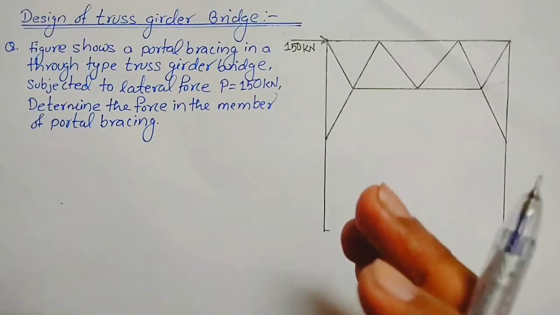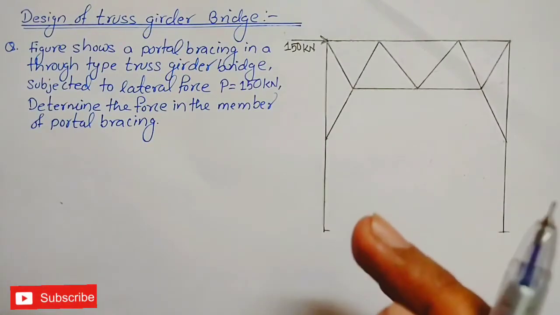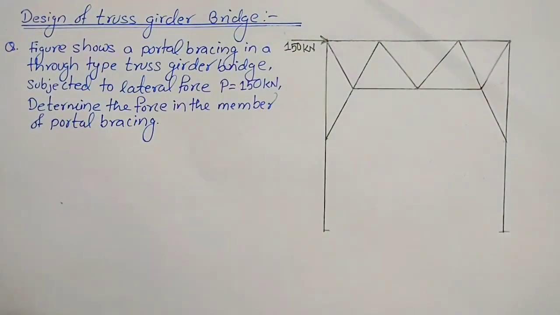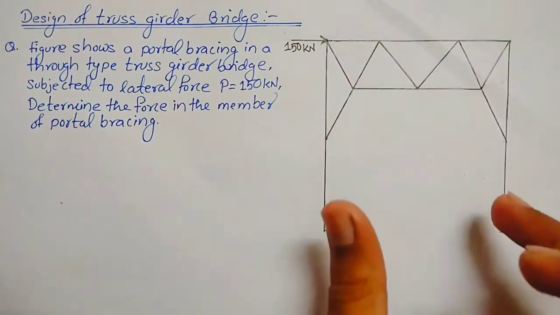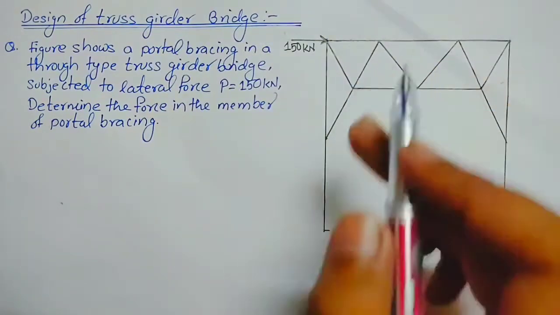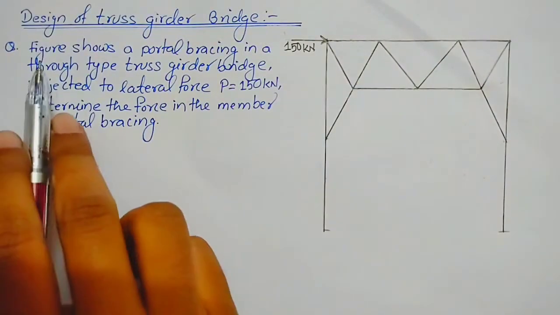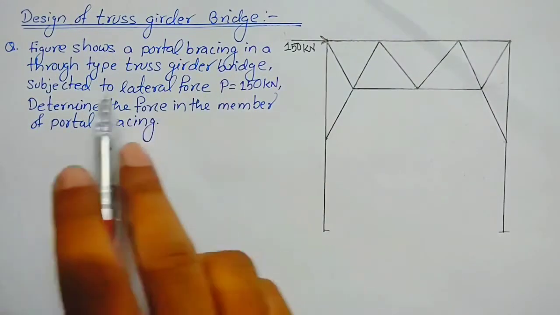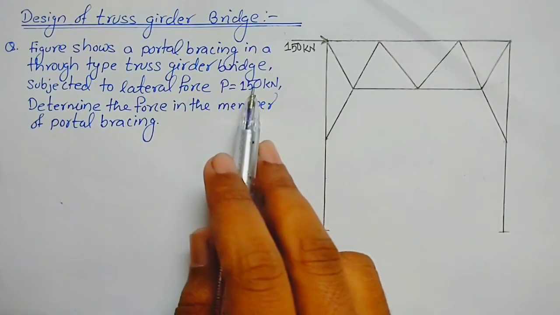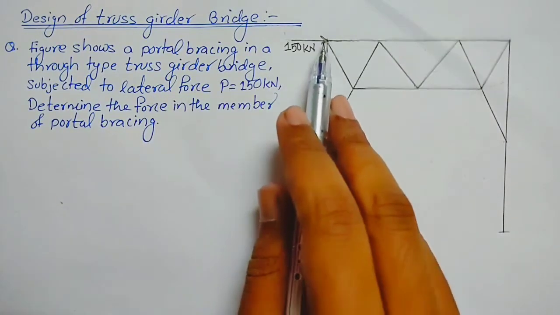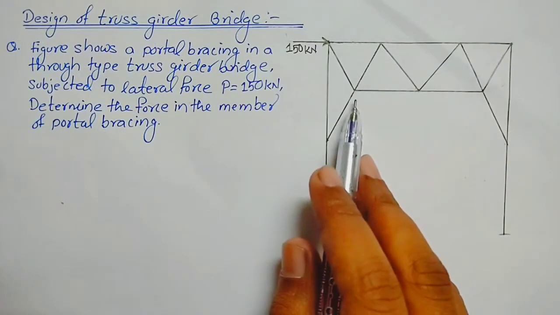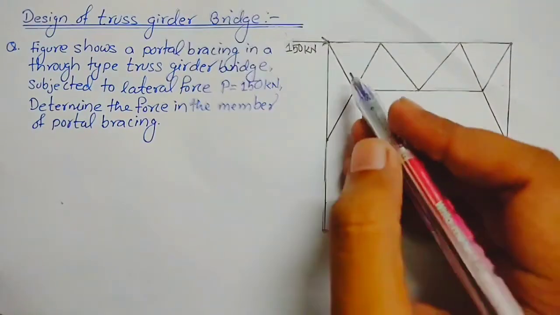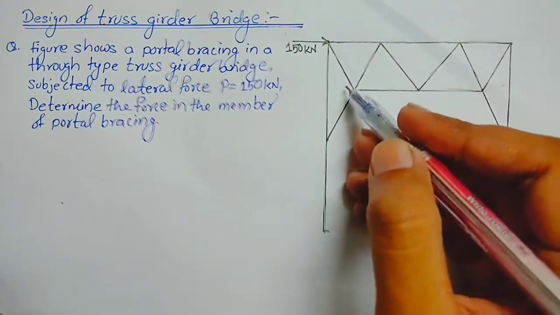And today in this video, I will be discussing the portal bracing, which comes under the design of truss girder bridge. Here I have selected a question in which we are provided with the figure of the portal bracing. The question is: a figure shows a portal bracing in a through type truss girder bridge subjected to a lateral force of 150 kN. Means a lateral force of 150 kN is acting on this portal bracing, and determine the force in the members of the portal bracing. Means we are asked to find the force in each and every member, this member, this, like this.